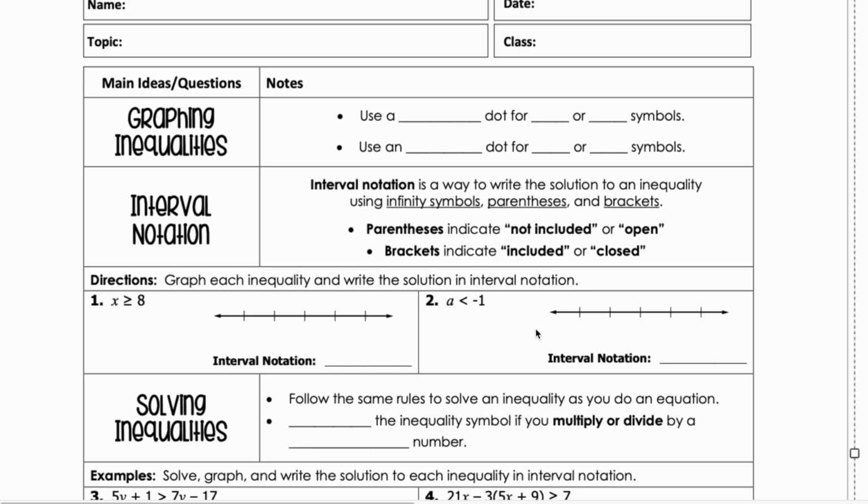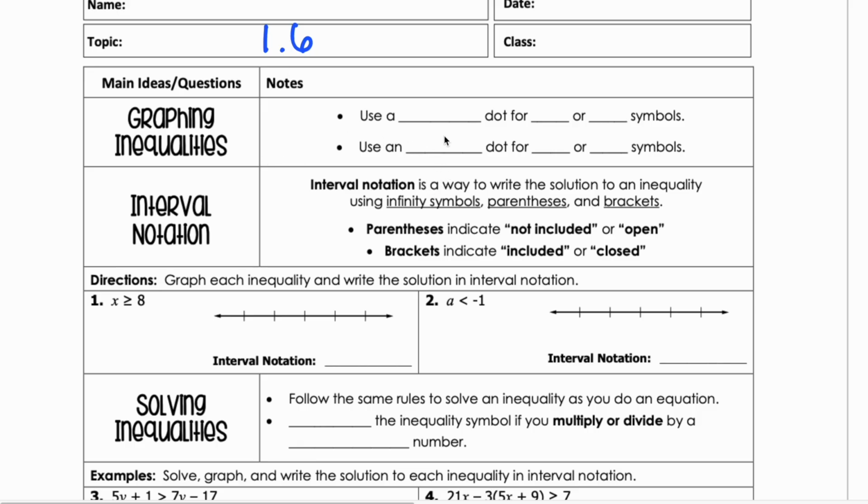Guys, so this is going to be our unit 1.6. This is our sixth set of notes in Algebra 2, and we're going to be talking about graphing inequalities. An inequality is simply an equation without an equal sign. Instead, we have the less than or equal to sign, the less than symbol. You guys are pretty familiar with these.